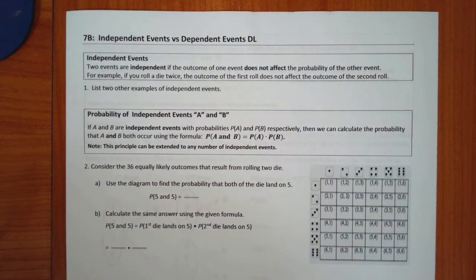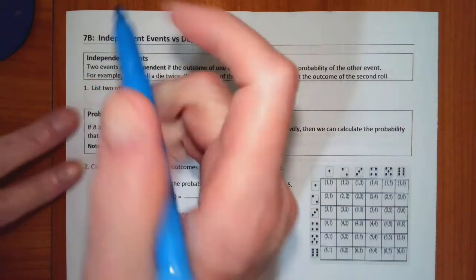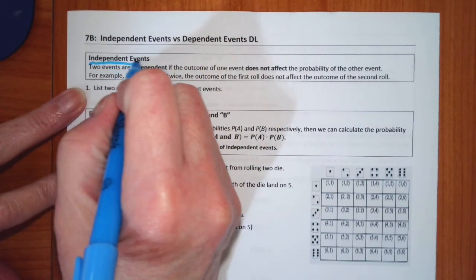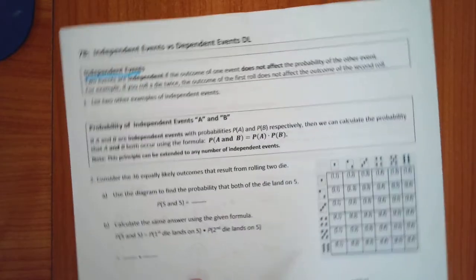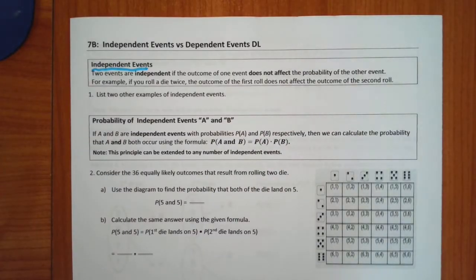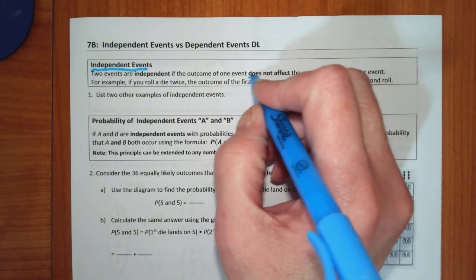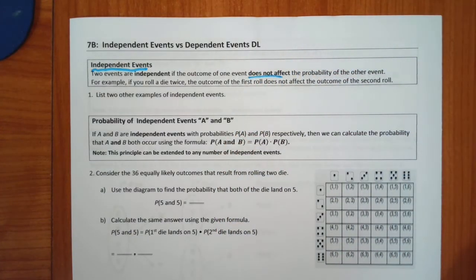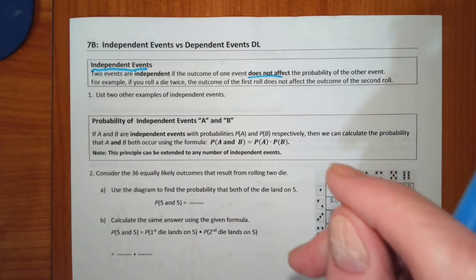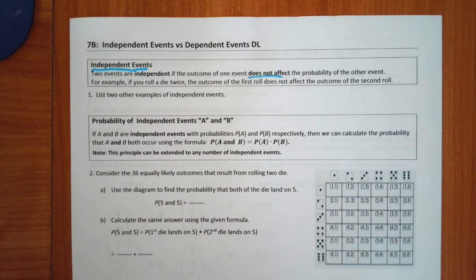What are independent events? Well, here's the definition. Independent events: two events are independent if the outcome of one does not affect the probability of another. For example, if you roll a die twice, the outcome of the first roll does not affect the outcome of the second roll. Same thing with other things. So when one does not have an impact on what happens the next time, then that is independent.